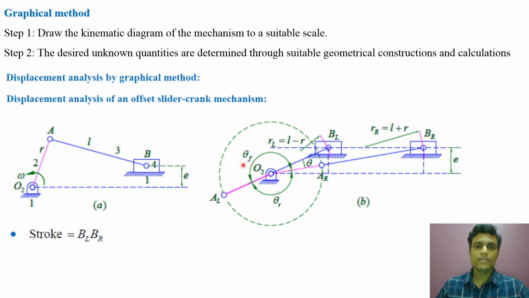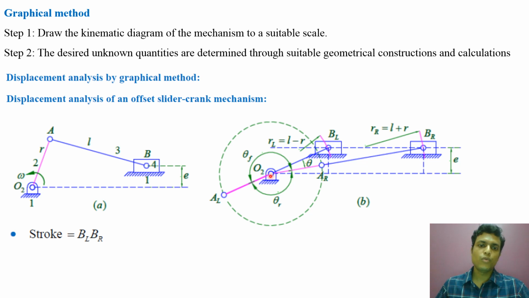So theta F is the angular distance traveled by the crank in the counterclockwise direction. Theta F is the angle traveled by the crank during forward motion. I am repeating once again: in forward motion, the crank starts rotating from position O2AR in counterclockwise direction and comes to O2AL, and the rotation of the crank is denoted by theta F, and the corresponding movement of the slider is from BR to BL in the left-hand direction.